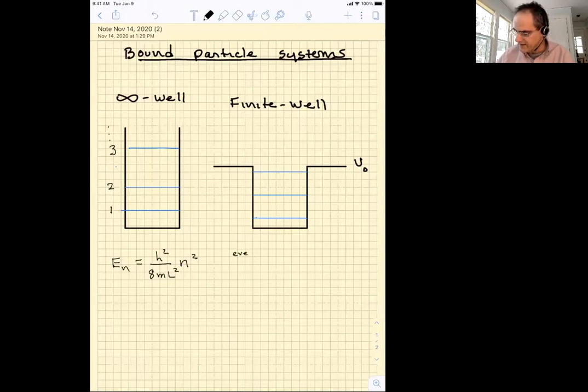For the finite well, things were much more complicated. We found that the energy had to be found by numerically solving an equation. For even parity states, the equation was tangent of KL over 2 equals alpha over K. And for the odd parity states, we had a different equation, minus cotangent of KL over 2 equals alpha over K. And these are implicit equations for the energy, but they're equations that have to be solved numerically.